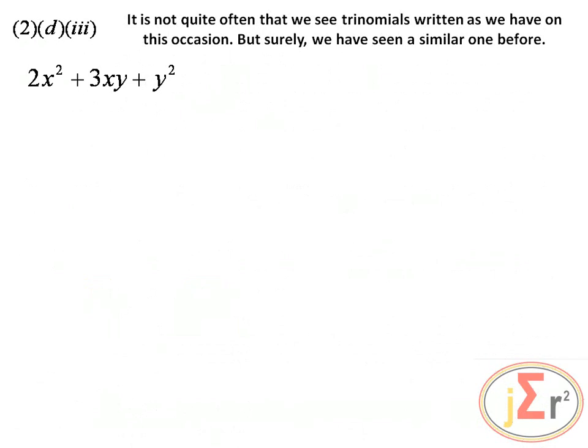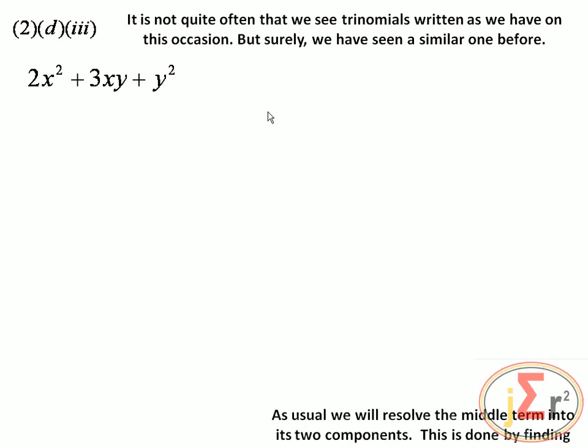It is not quite often that we see trinomials written as we have on this occasion, but surely we have seen a similar one before. Some students see this and do not recognize that it's a trinomial, because apart from 2x squared, the middle term is 3xy, and the final term is y squared. Although it has three terms, they say, no man, we don't know this one. We have never seen this one before. But it is our regular trinomial and may be factorized in a similar fashion.